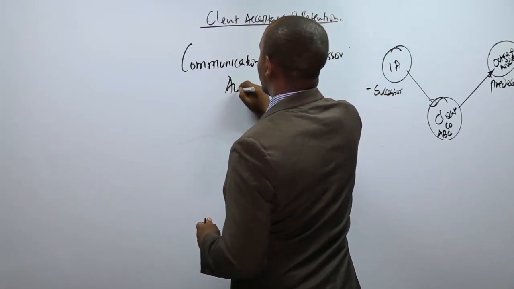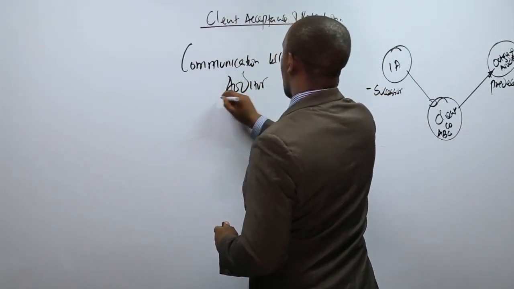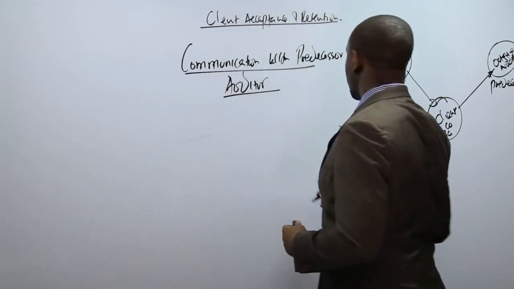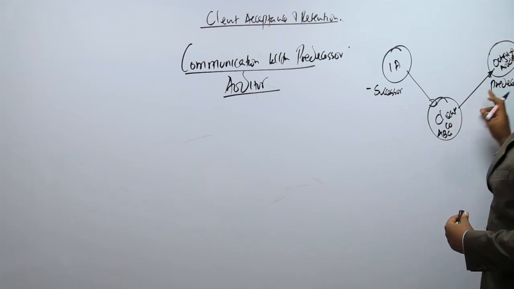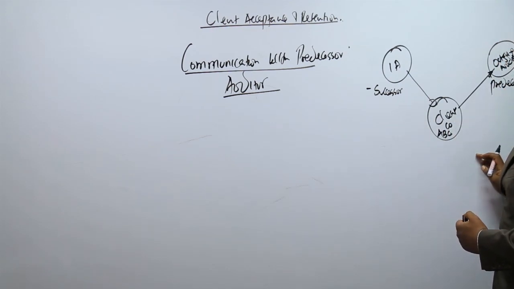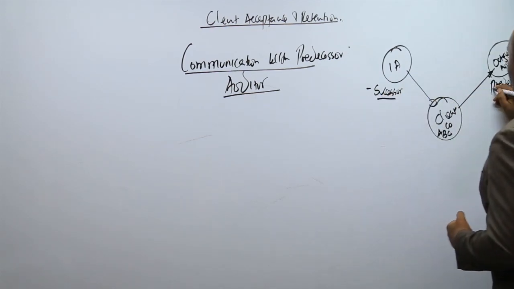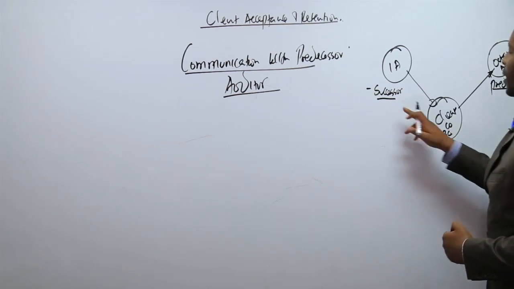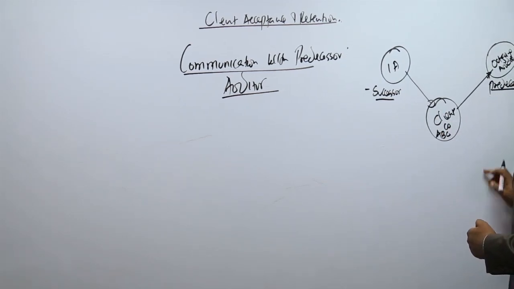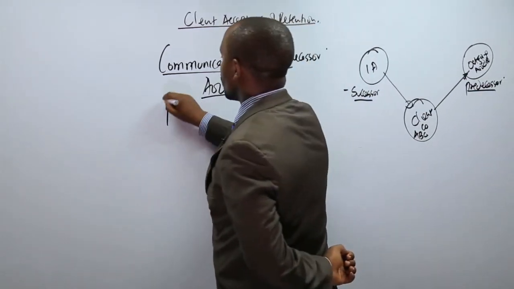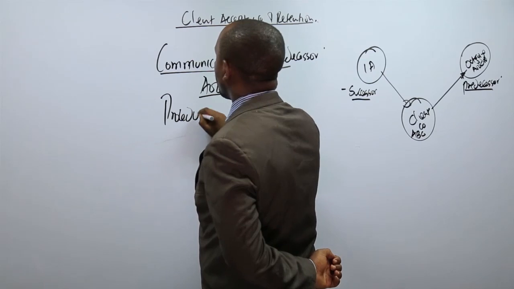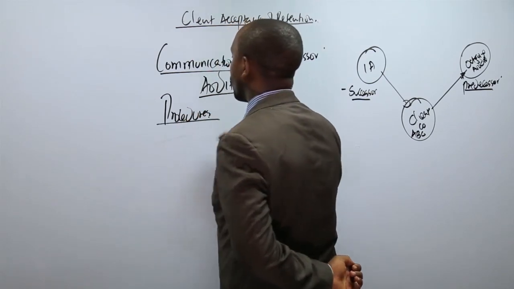So when I write here communication with the predecessor auditor, what should come to your mind is that you yourself are the successor auditor. You are going to succeed this particular outgoing auditor. So the successor auditor must discuss matters with the predecessor auditor. The incoming auditor should discuss matters with the outgoing auditor. But there is what we call the procedure for communication, which we must go ahead and follow.